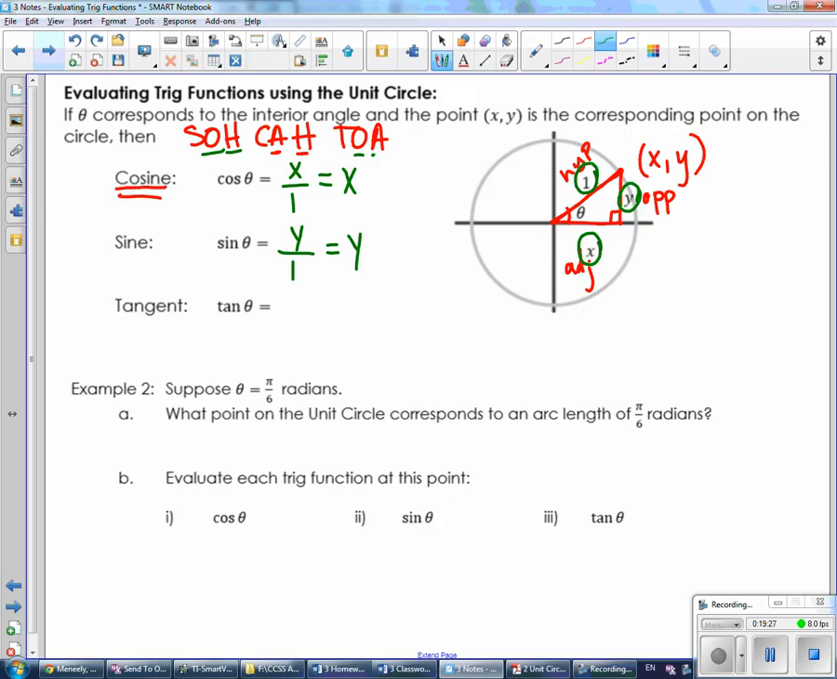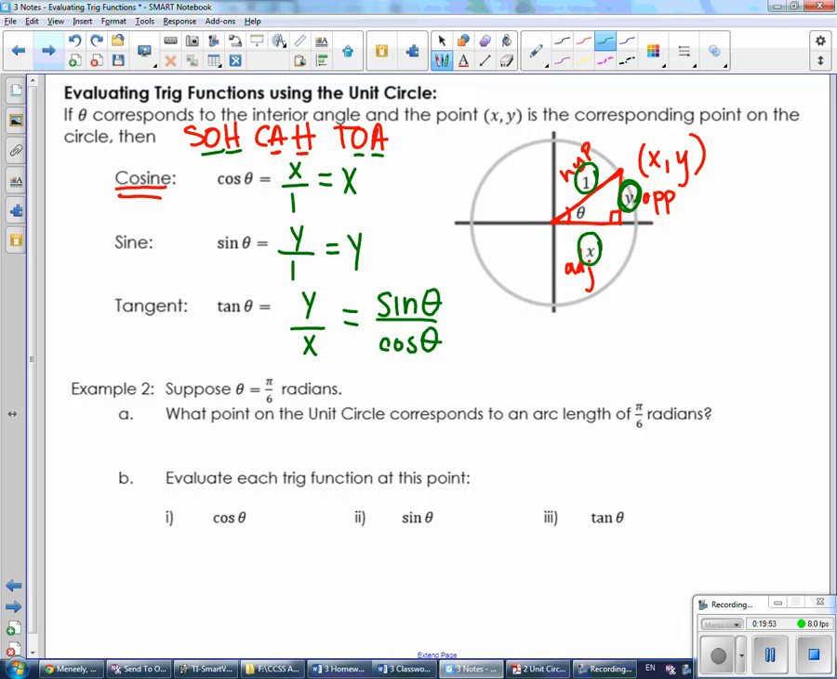Tangent is your opposite over adjacent. And again, we said the opposite side is y, and the adjacent side is x. So the tangent is going to be equivalent to y over x. Since sine is equivalent to y and x is equivalent to cosine, I could also think of tangent as the sine of theta over the cosine of theta. And hopefully this is stuff that you remember from geometry.